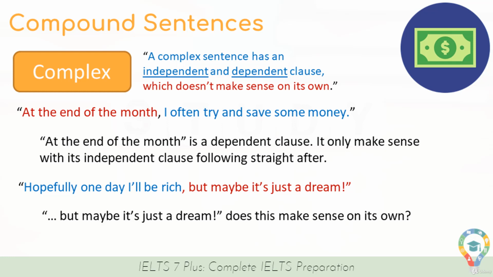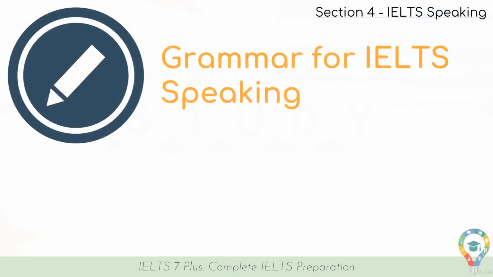And again, the dependent clause is in red. But maybe it's just a dream. Does that make sense on its own? As it's the dependent clause, it doesn't make sense and it is not a full sentence without the independent clause. So there we have the three sentence types that you should be using in the IELTS speaking test. It's important to note that you should use all three types as well. If you were only to use compound sentences for the whole test, you would score lower marks.